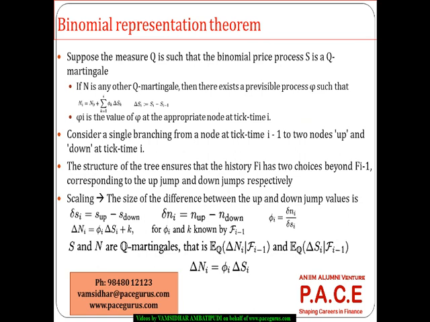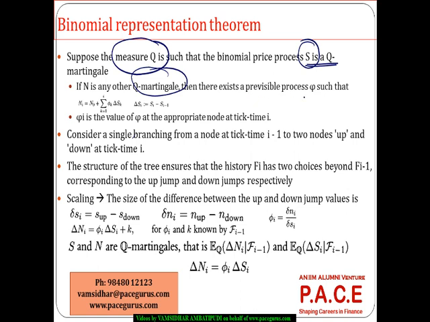Now, what does the binomial representation theorem talk about? Suppose the measure Q is such that the binomial process S is a Q martingale. In case I am able to get a particular process a Q martingale, we are seeing that the stock price has moved as a Q martingale. Now I am saying some other N, some other price movement, some other stock movement is also a Q martingale.